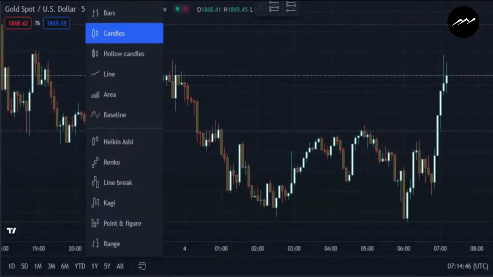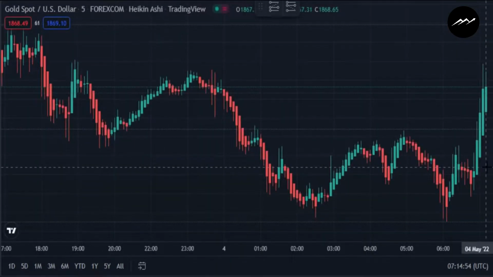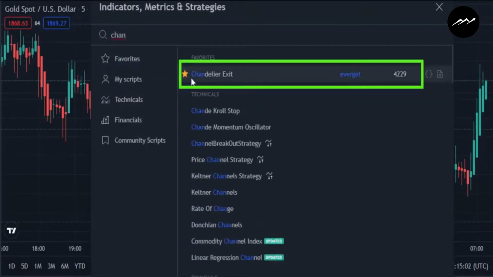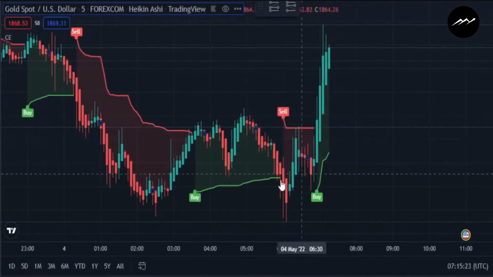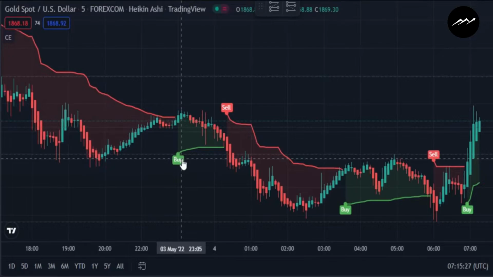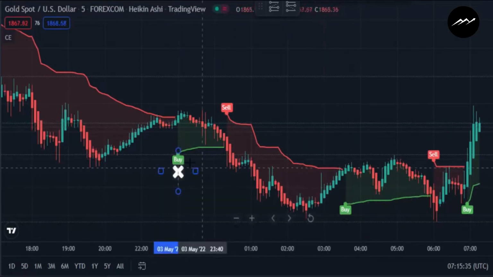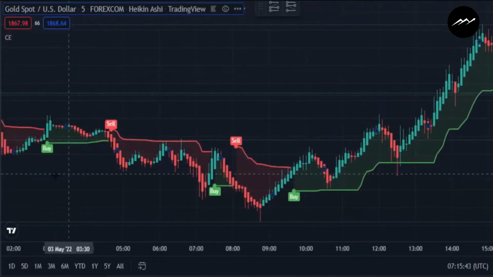We must first convert the chart candlesticks to Heikin Ashi. Next, we need to add the Chandelier exit indicator to the chart. To use this indicator, we must make changes in its settings to optimize the indicator, so be sure to watch this video carefully to the end so that you do not miss any points and you can learn the strategy correctly.